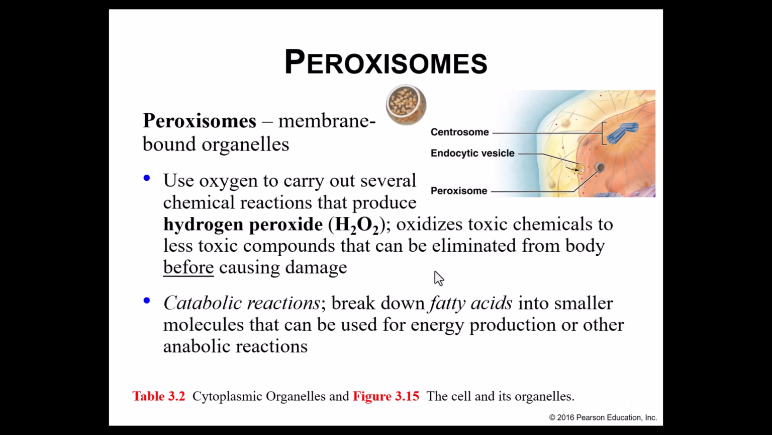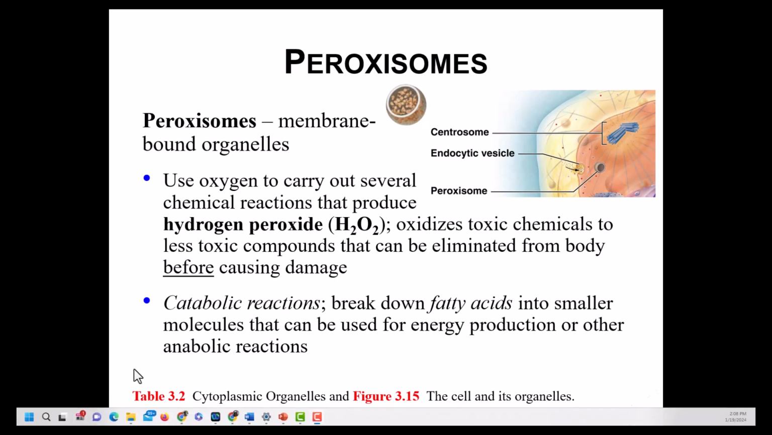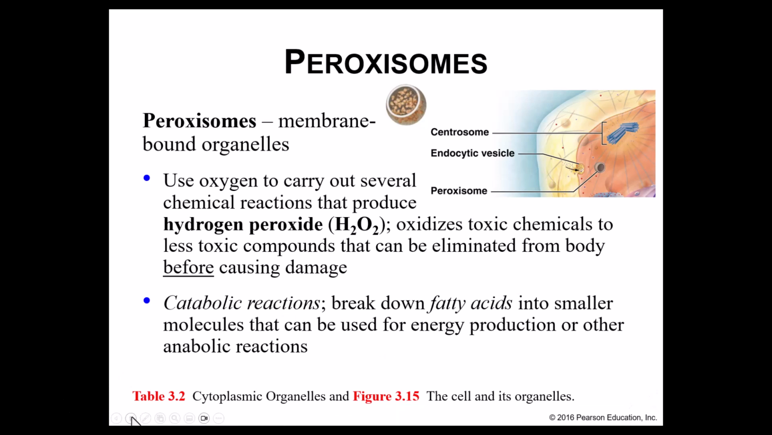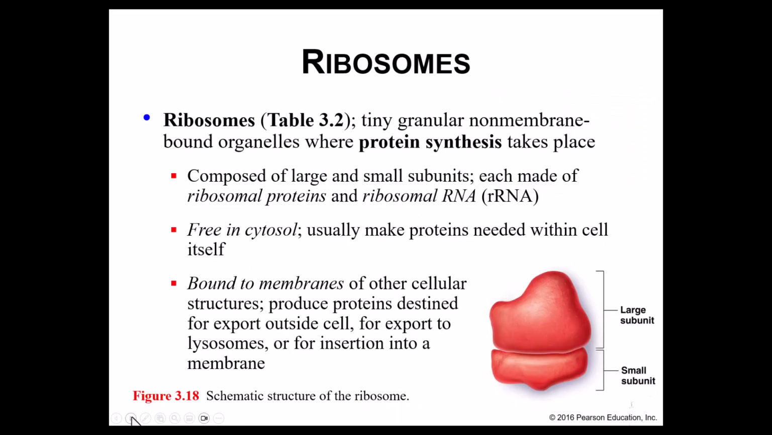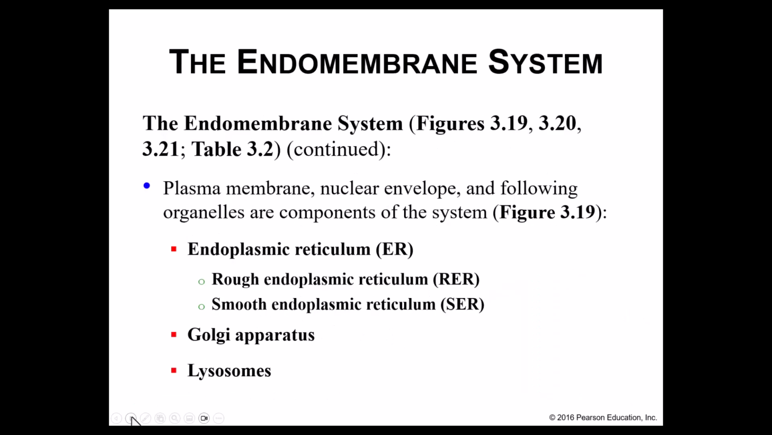And so these detoxification reactions are catabolic reactions that help break things down. Ribosomes, we talked about back with protein synthesis. They are bound to the membrane, but they can also be free floating, and they are responsible for translating our messenger RNA into proteins. And remember, messenger RNA was made via transcription in the nucleus from the genes. And remember, genes are segments of DNA that code for proteins.